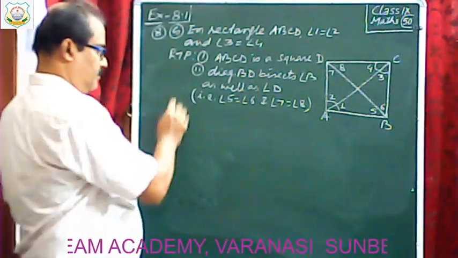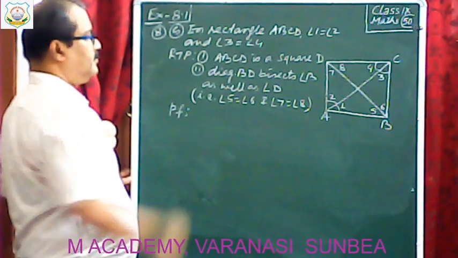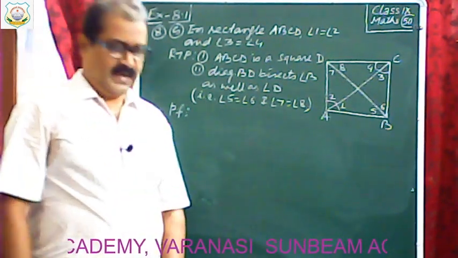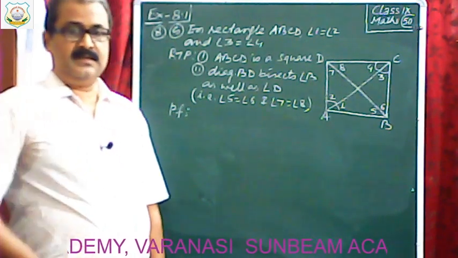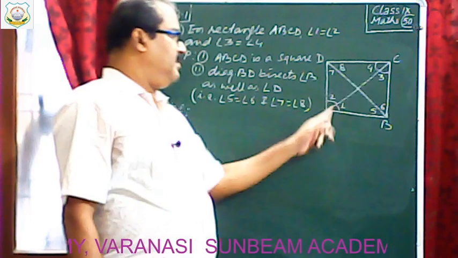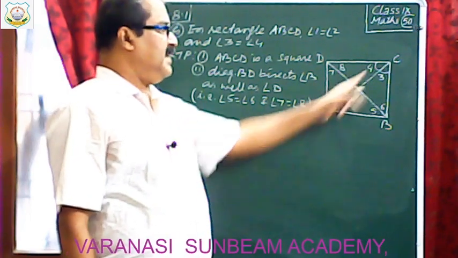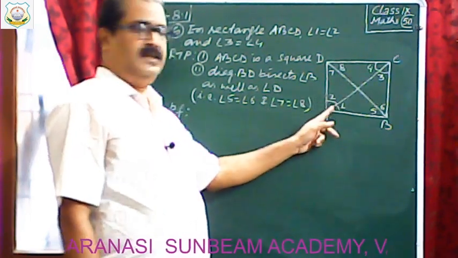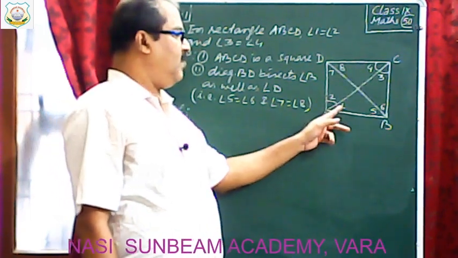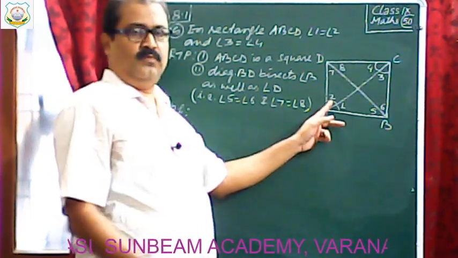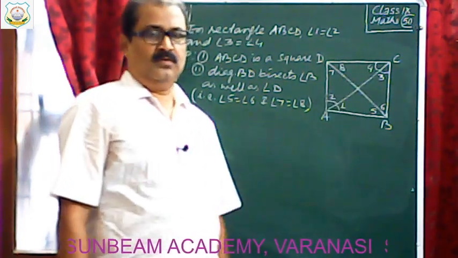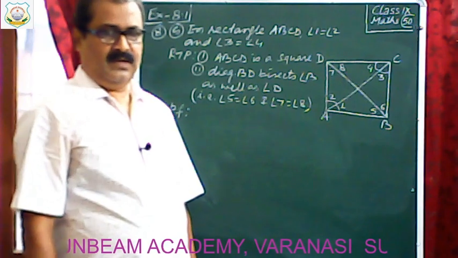Okay, proof. ABCD is a rectangle. Each angle is 90 degrees. Diagonal AC bisects angle A as well as angle C. Angle A is 90 degrees and AC bisects angle A. Then angle 1 equals angle 2 equals 45 degrees. Similarly, angle 3 equals angle 4, also 45 degrees.